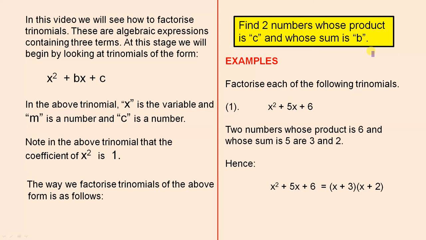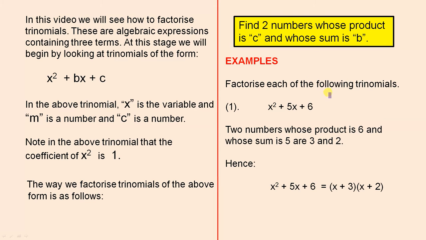Find two numbers whose product is c and whose sum is b. That means we have to find two numbers. When we multiply them together we get c, and when we add them together we get b. Let's see how this works.